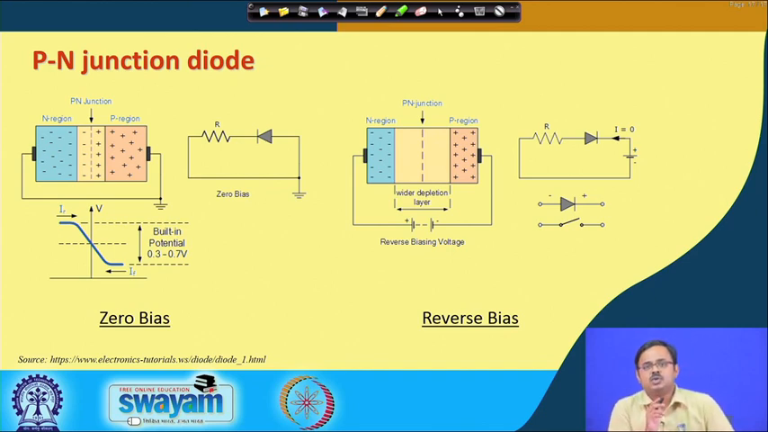Okay. So this is known as reverse bias. So in the reverse bias, what happens? There is no current flow. Clear?